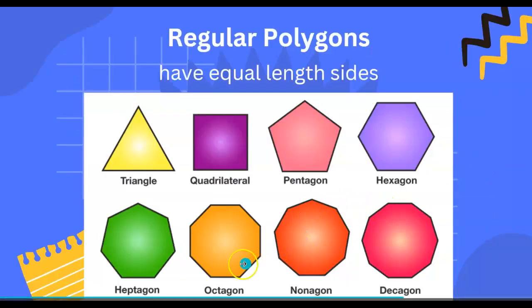All right. Quick review here. Let's say these names together. This one is a triangle. This one is a quadrilateral. Let's say that together. Quadrilateral. Okay. Then we have a pentagon, a hexagon, a heptagon, an octagon, a nonagon, and a decagon. Okay, all kinds of different shapes there.